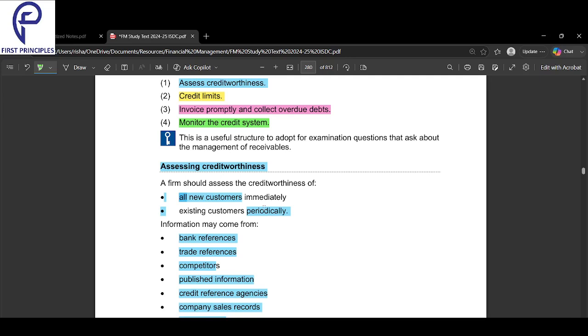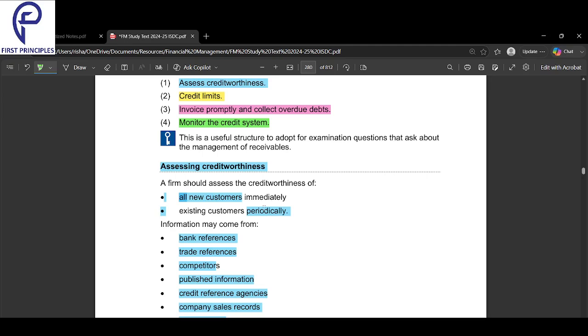Shruti, let's look at the next two. What have you understood? What do you mean by invoice promptly? Why should you invoice promptly? Yeah, Shruti, are you there? Okay, let's look into the next two here as well. Anjali, next two, how have you understood?